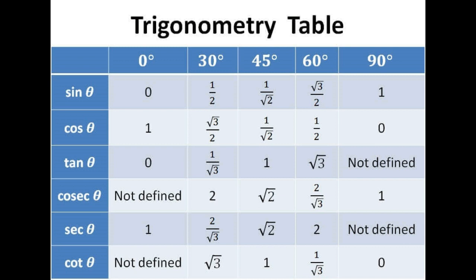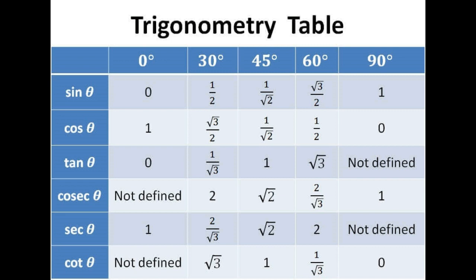Now the next one is tan, and what did I say to you in tan? In tan: 0, 1 upon root 3, 1, root 3, not defined. Again, in 1 we have 1 upon root 3 on the left and root 3 on the right. So we said 0, 1 upon root 3, 1, root 3, not defined. In cot, the reciprocal of tan, we can say not defined, root 3, 1, 1 upon root 3, 0. Again: not defined, root 3, 1, 1 upon root 3, 0.